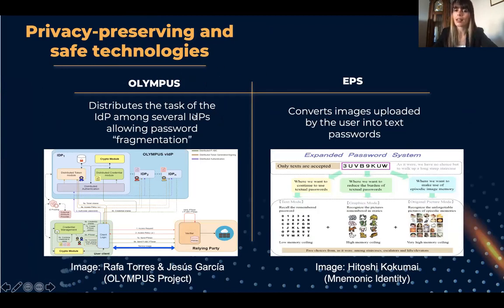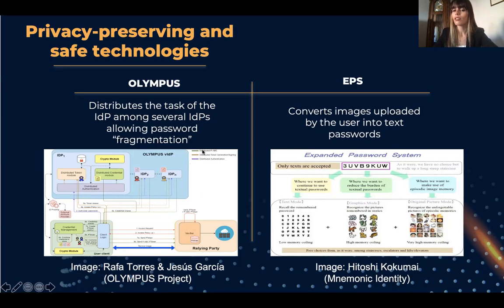We refer to an internal dimension, or the architecture, to refer to those technologies that aim to prevent attacks directed against the technology itself. For example, those attacks that aim to compromise databases. An example here would be the case of Olympus technology. To sum up, Olympus technology distributes the data of the IDP among several partial IDPs. It allows password fragmentation, and through these techniques, it hampers different types of identity theft attacks.